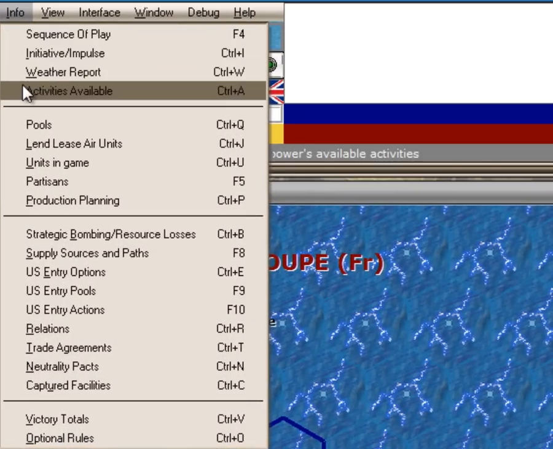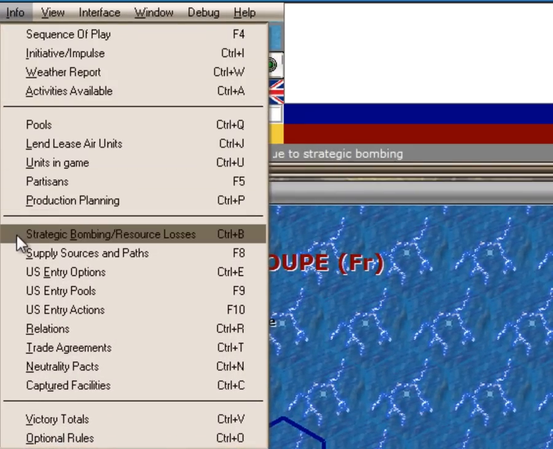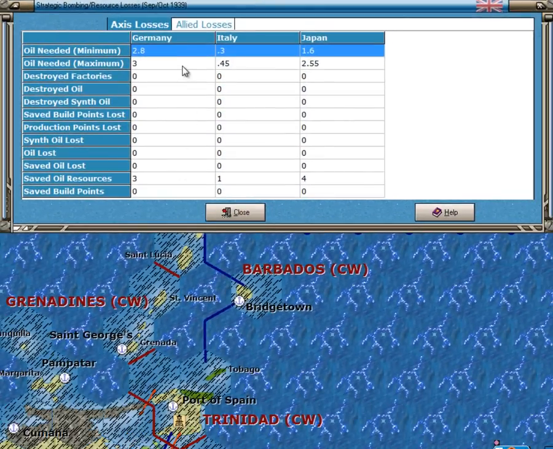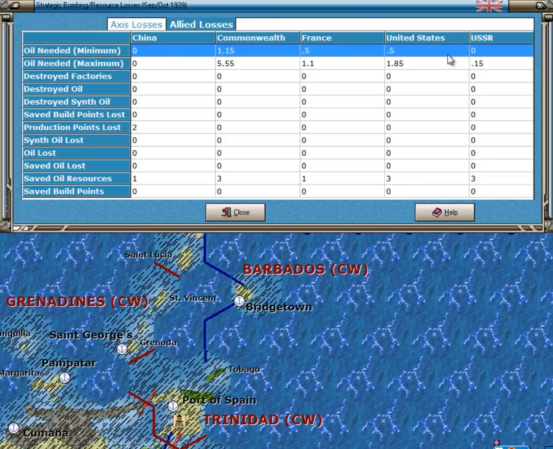The next item on info is something that's fairly simple, the strategic bombing. It shows you what damage has been inflicted by strategic bombing on oil points and on resources. Right now there's none because no strategic bombing has been done, so the only numbers that have something here are the amount of oil that's going to be needed by the various major powers in order to reorganize their units at the end of the turn, and how much oil they currently have saved. That's the Axis side, and here's that same information for the Allied side.